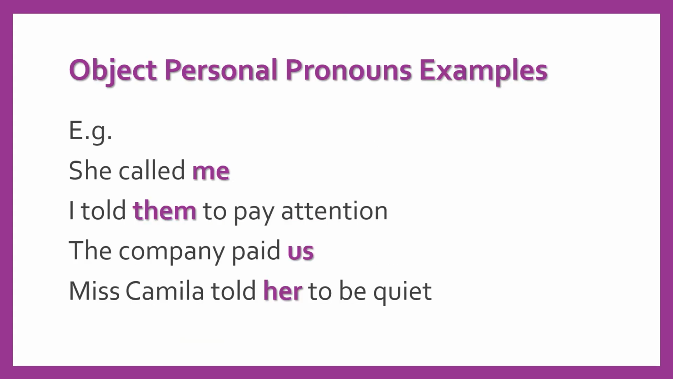Here are some examples of sentences using object personal pronouns. So, as I said before, these pronouns take another position in the sentence. They usually go at the end of the sentence, and that's why they are written differently from the personal pronouns that we know. So, for example, she called me. We are not going to say she called I.